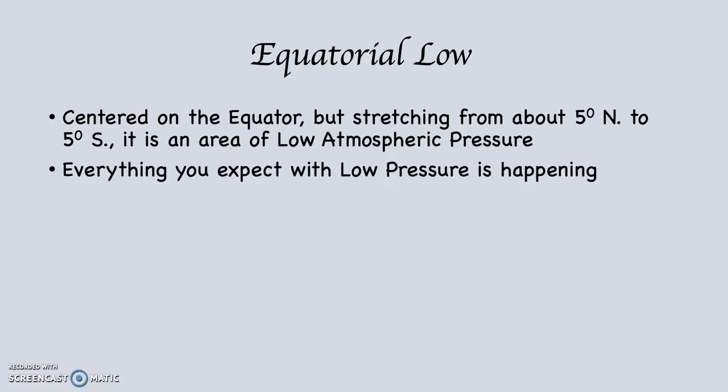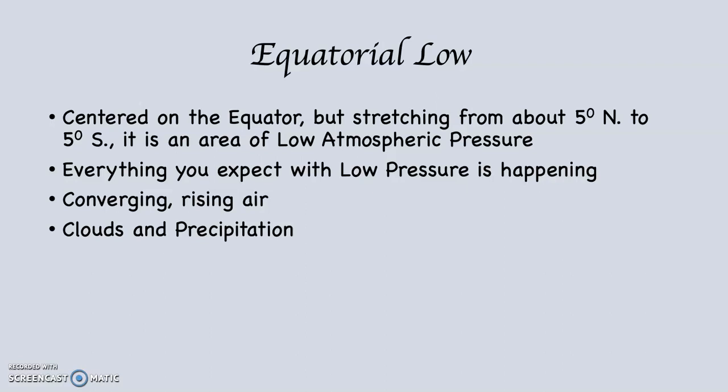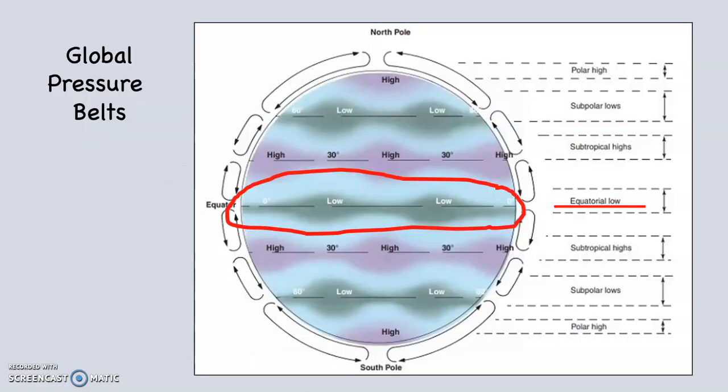Everything you expect with low pressure is happening at the equatorial low, which is converging, rising air, clouds forming, precipitation falling. All right, now take a look at the diagram. You can see where it's at. I circled the equatorial low in red. I underlined equatorial low in red also. This is where the equatorial low is at, stretching from about 5 degrees north to 5 degrees south.